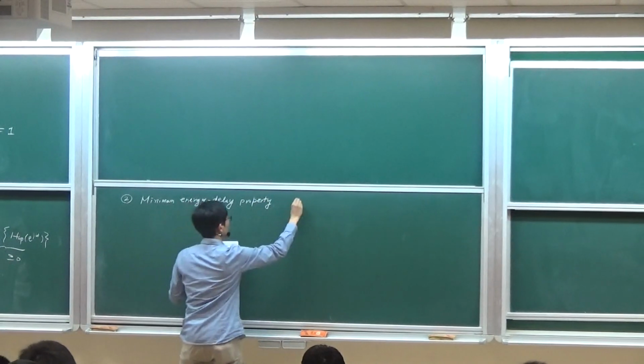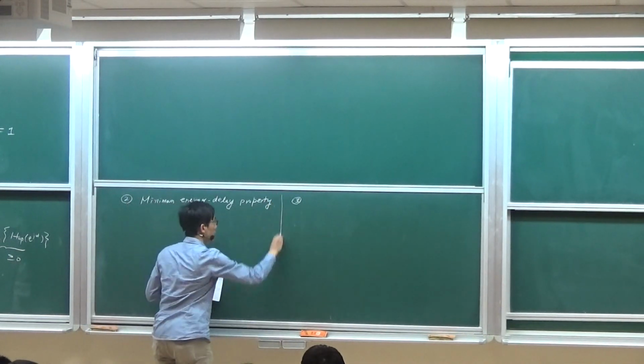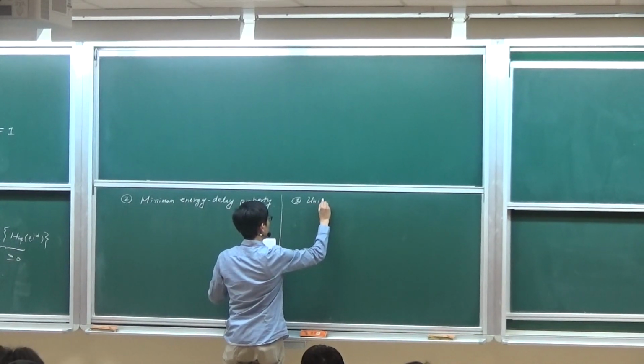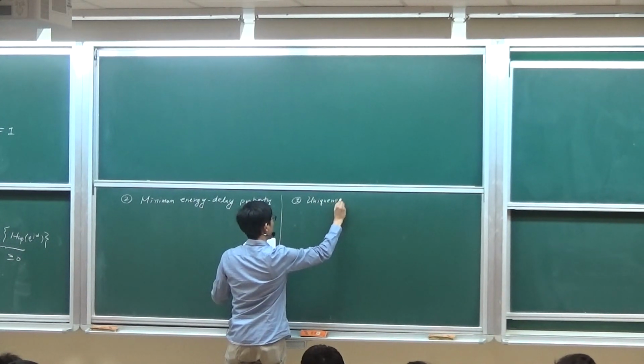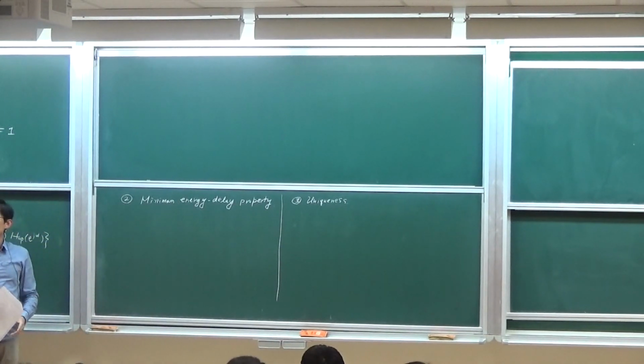And let me just give you a preview. The third property is uniqueness. Now, what does that mean? I will just share with you shortly. The third property is what I call uniqueness. So let's look at the second property first. The minimum energy delay property.